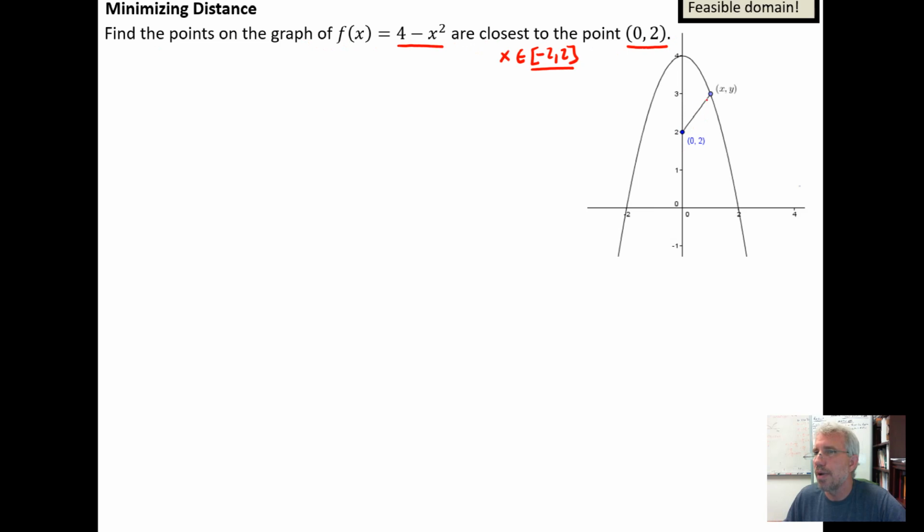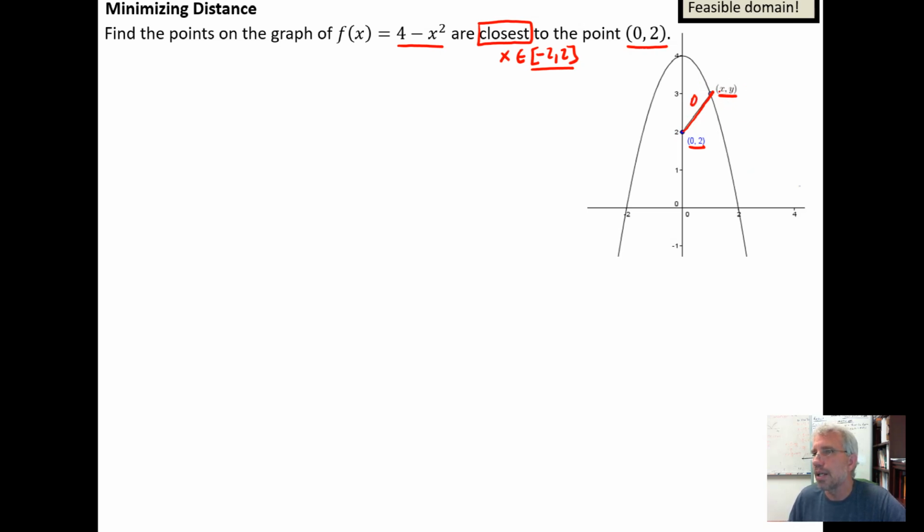If I'm thinking about this, I'm really asking to minimize the length of the line segment from the point (0, 2) to any point (x, y) on the graph. I'm trying to minimize this distance because minimizing that distance is what it means to be closest to the point (0, 2). So I'm going to give this distance a name. I'm going to call it big D.